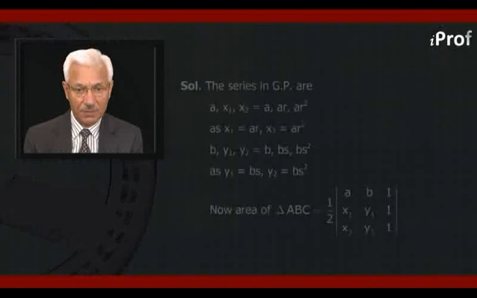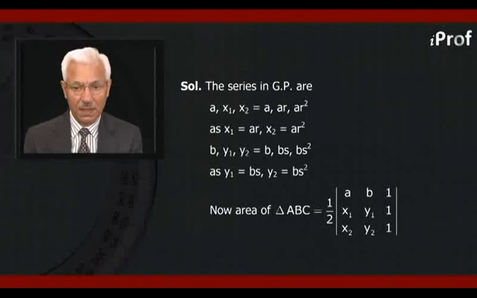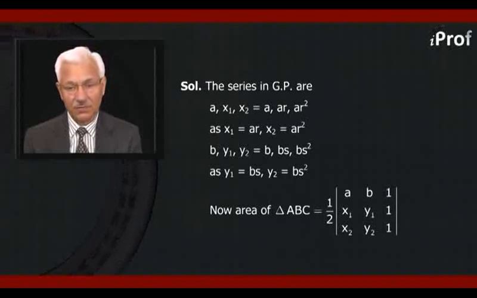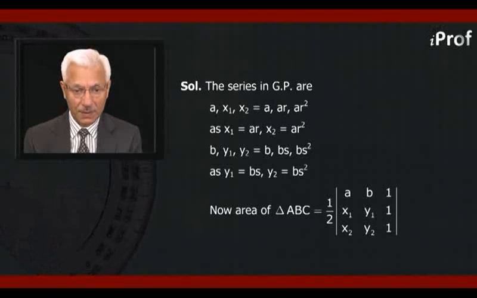The series in GP: a, x1, x2 with common ratio R. Therefore, a, aR, aR², as x1 will be equal to aR, x2 will be equal to aR². b, y1, y2 are again in GP with common ratio S. That is b, bS, bS², as y1 is equal to bS, y2 equal to bS².